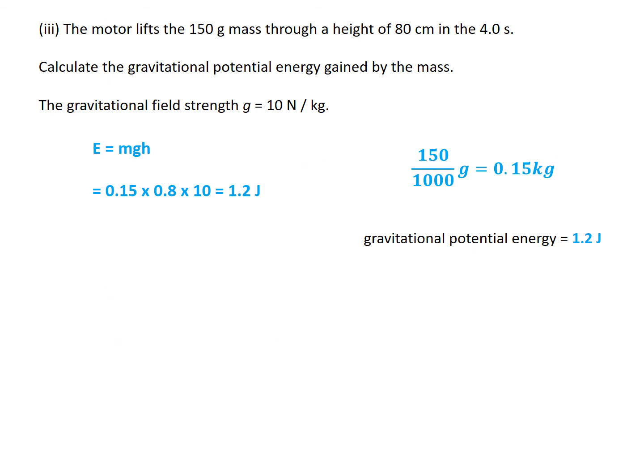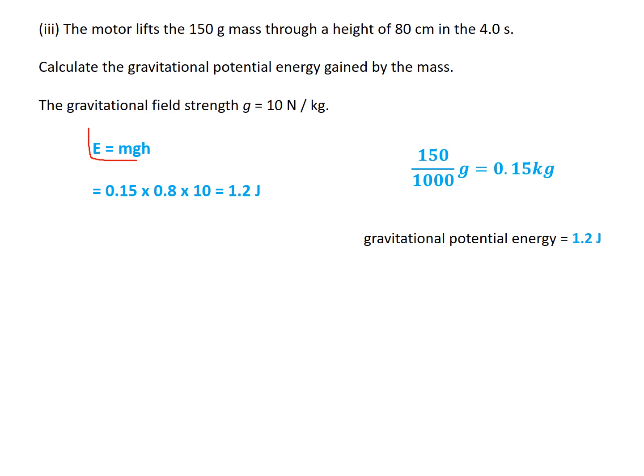Part 3. The motor lifts the 150 gram mass through a height of 80 centimeters in the 4.0 seconds. Calculate the gravitational potential energy gained by the mass. Gravitational field strength g is equal to 10 newton per kg. The formula of energy is m multiplied by g multiplied by h, mass multiplied by gravitational field strength multiplied by height. Which will be 0.15 multiplied by 0.8 multiplied by 10, which will be 1.2 joules.